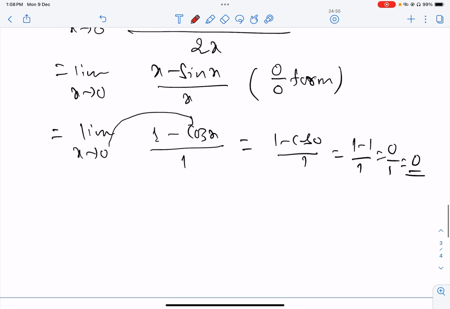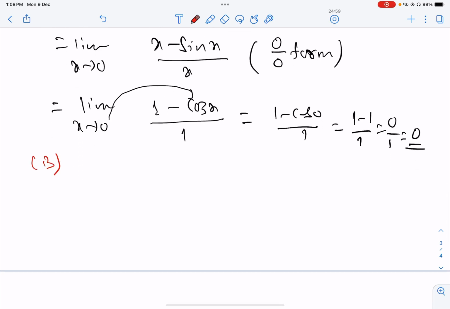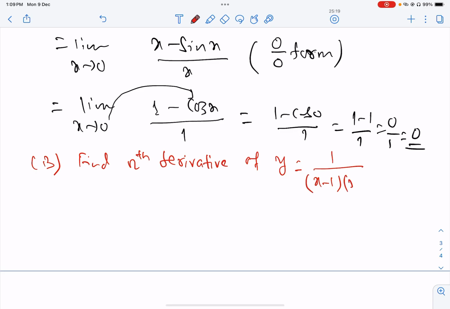Next, B. Find nth derivative of y equal to 1 over x minus 1 into x minus 2. So that also carries 2 marks. So we need to find the nth derivative of 1 over x minus 1 x minus 2.